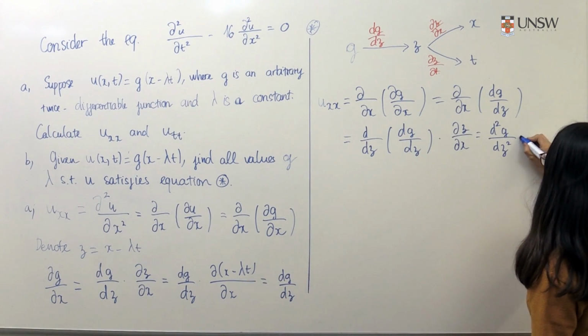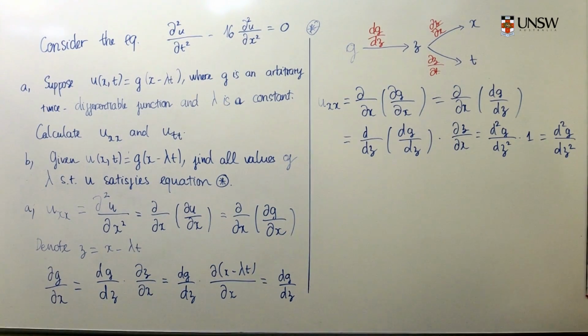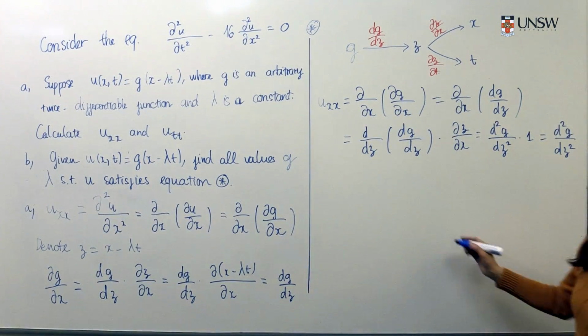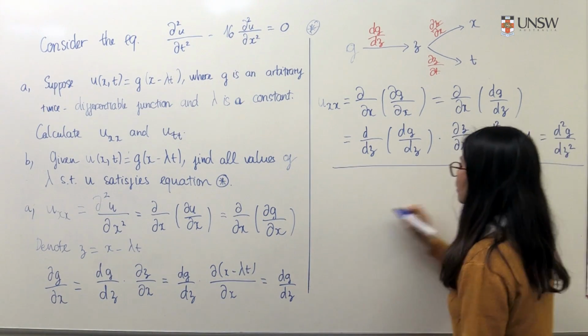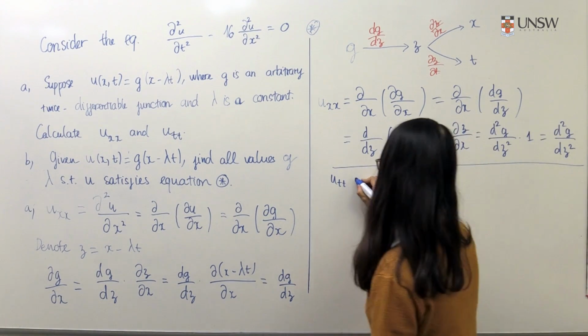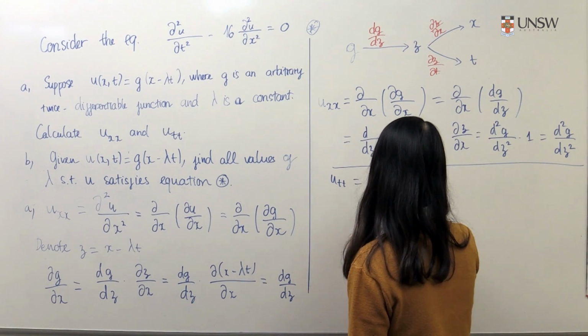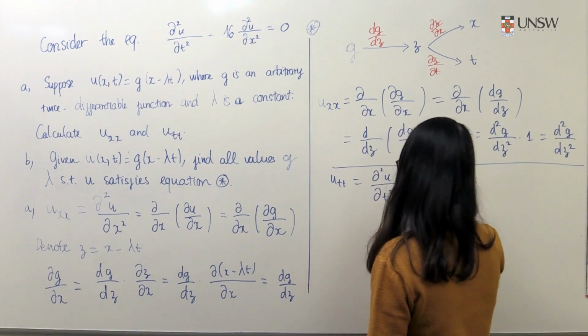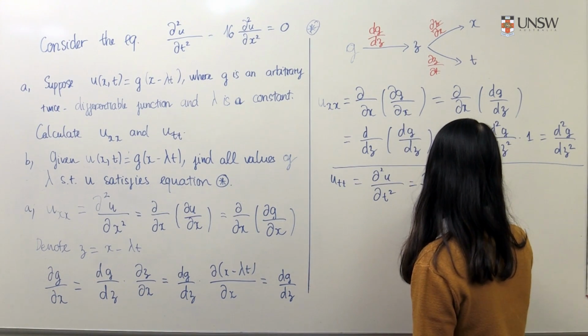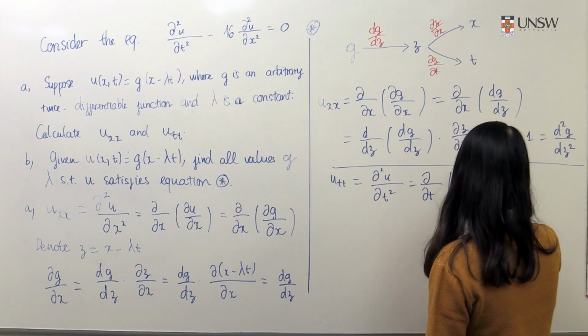So term 1. And so that is for u double x. So similarly, we do u double t. So u double t equals the second partial derivative of u with respect to t. And in this case, let's do it straightforward.